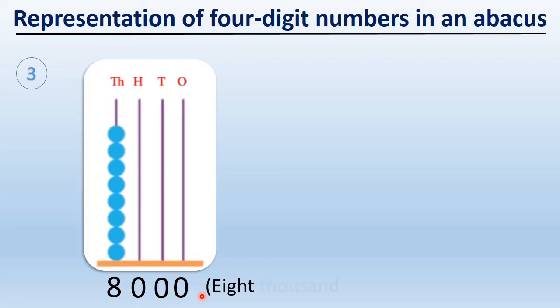The number name is written as 8000. So this is how we represent the number 8000 using an abacus. And if we wish to represent the same number using beads, we should have 8 blocks of beads. That I have not done here. You should know.